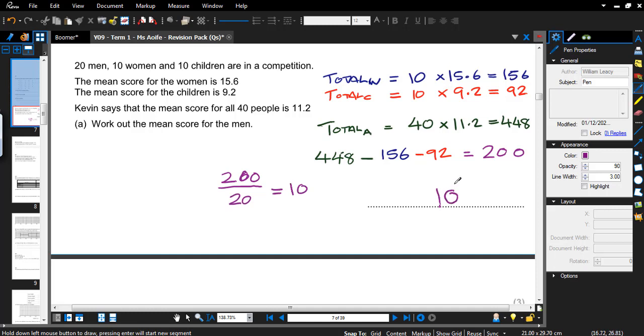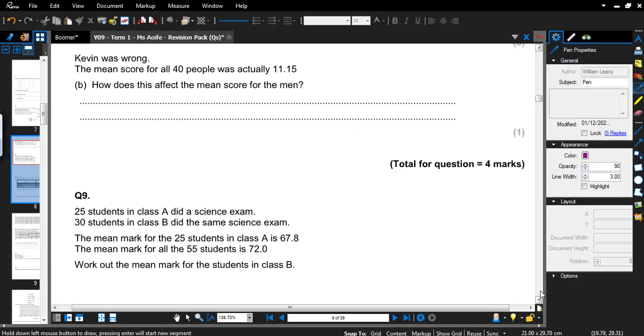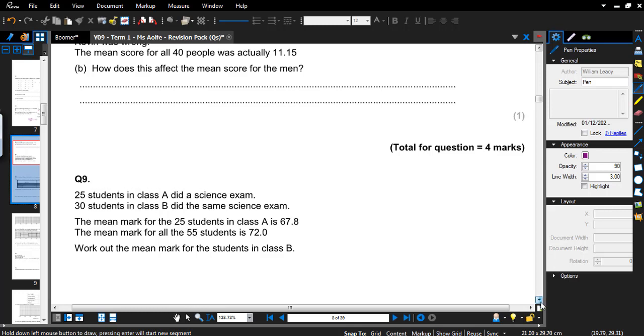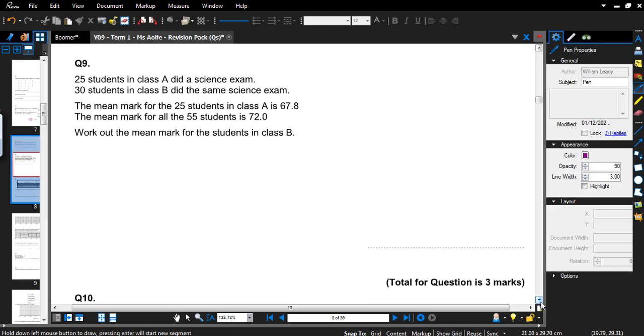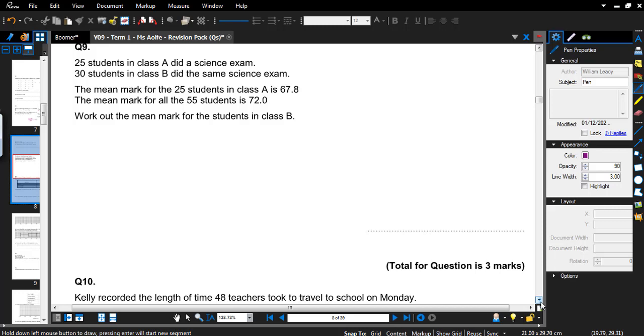Alrighty. So now we'll move ahead to question number 9. Kevin is wrong. The mean score for 40 people was actually, that was answered. I don't need to rewrite that. Question 9. 25 students take a science exam in class A. 30 students in class B take a science exam. Let's do the same thing here. The mean mark for 25 students. So what was the total mark? The total amount of whatever, points, percentage, whatever.